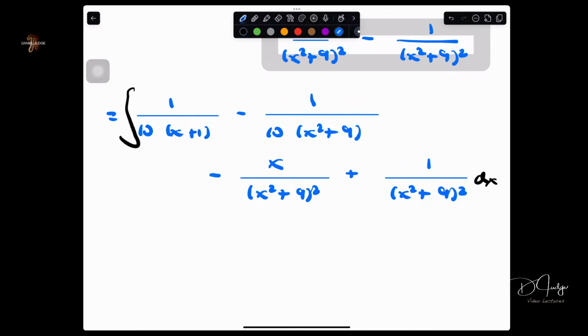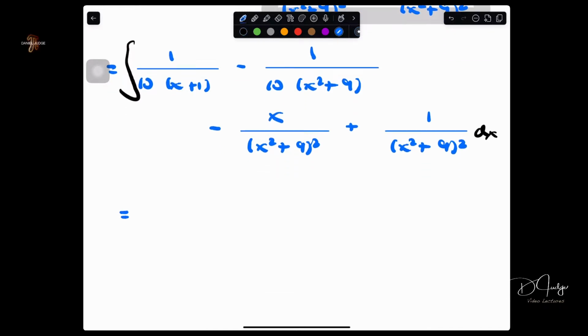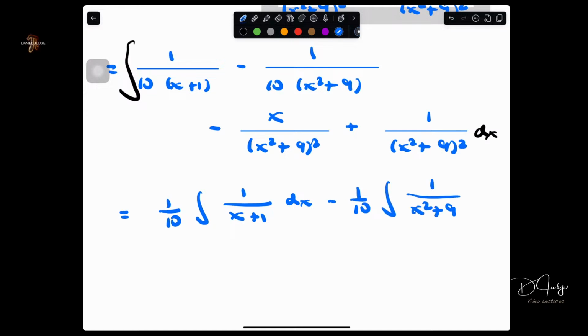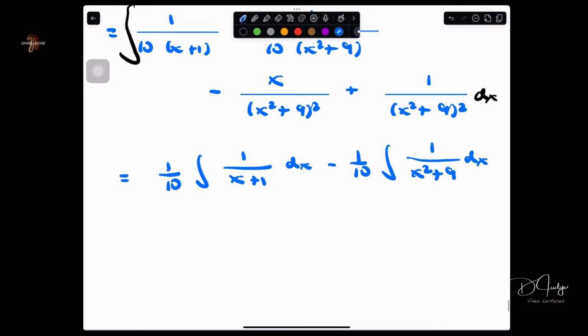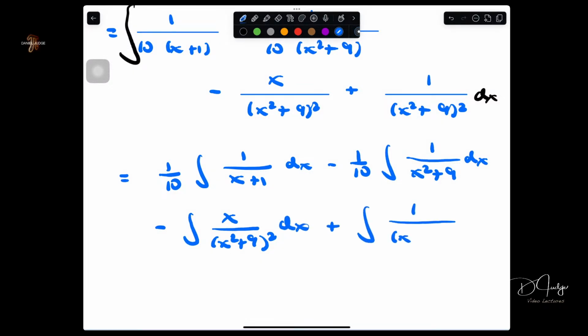Okay, so by properties of integrals now, you get 1/10 integral of 1 over x plus 1 dx, minus 1/10 integral of x over x squared plus 9 dx, minus the integral of x over x squared plus 9 squared dx, plus the integral of 1 over x squared plus 9 squared dx.